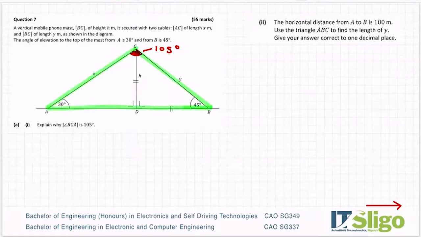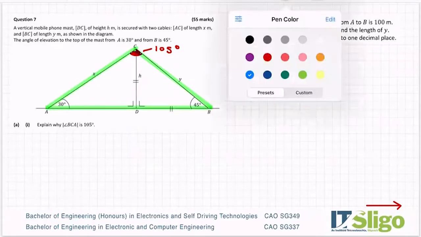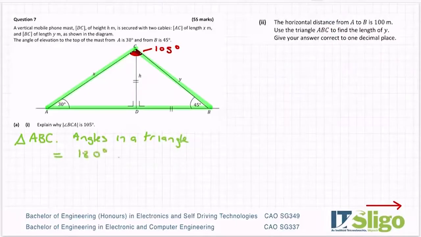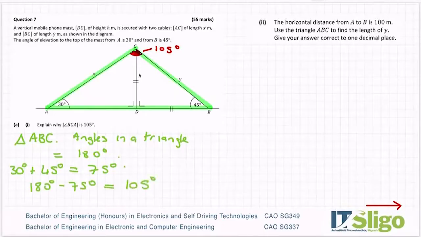Angles in a triangle add up to 180 degrees. So I've drawn the triangle there, ABC, and I would say angles in a triangle equal 180 degrees. So that's the theorem. Then do the maths. 30 degrees plus 45 degrees: 40, 50, 60, 75 degrees. And 180 degrees minus that 75 means that the last angle in that triangle must be 105 degrees.